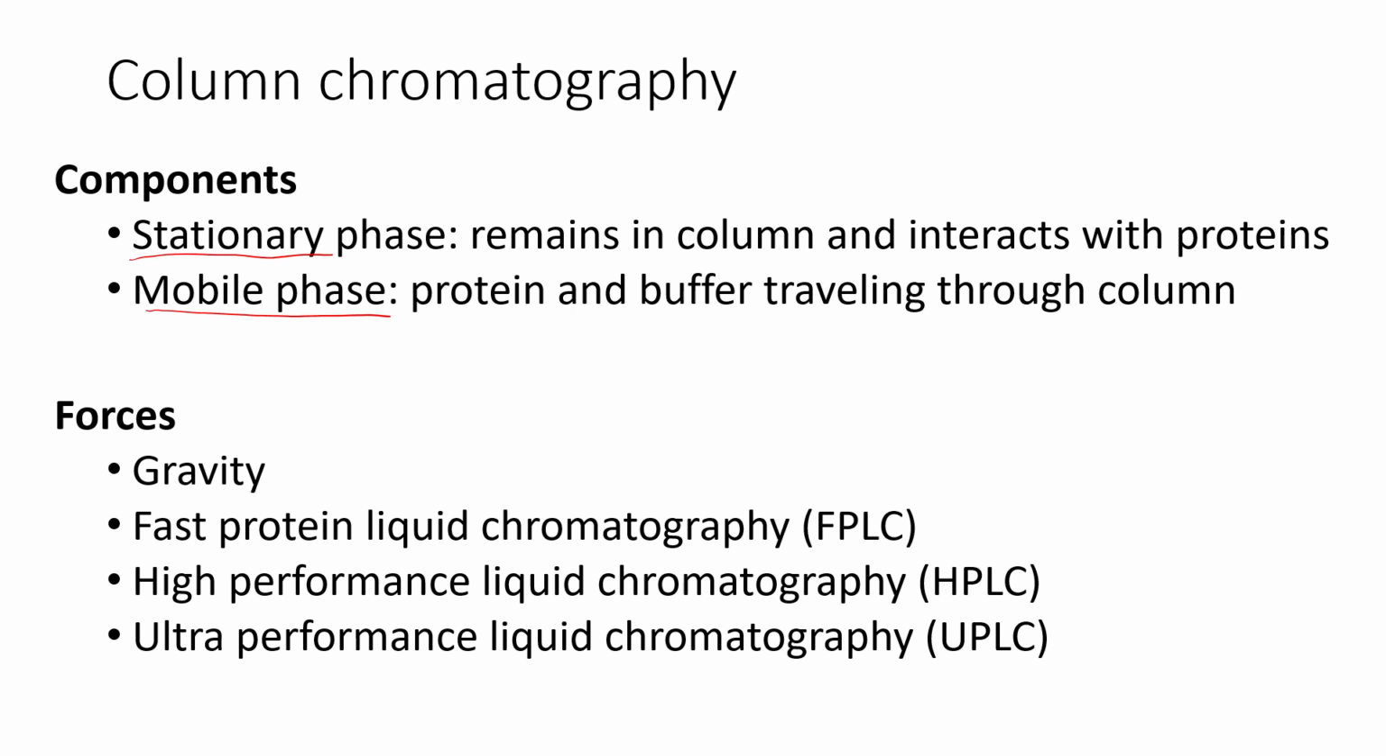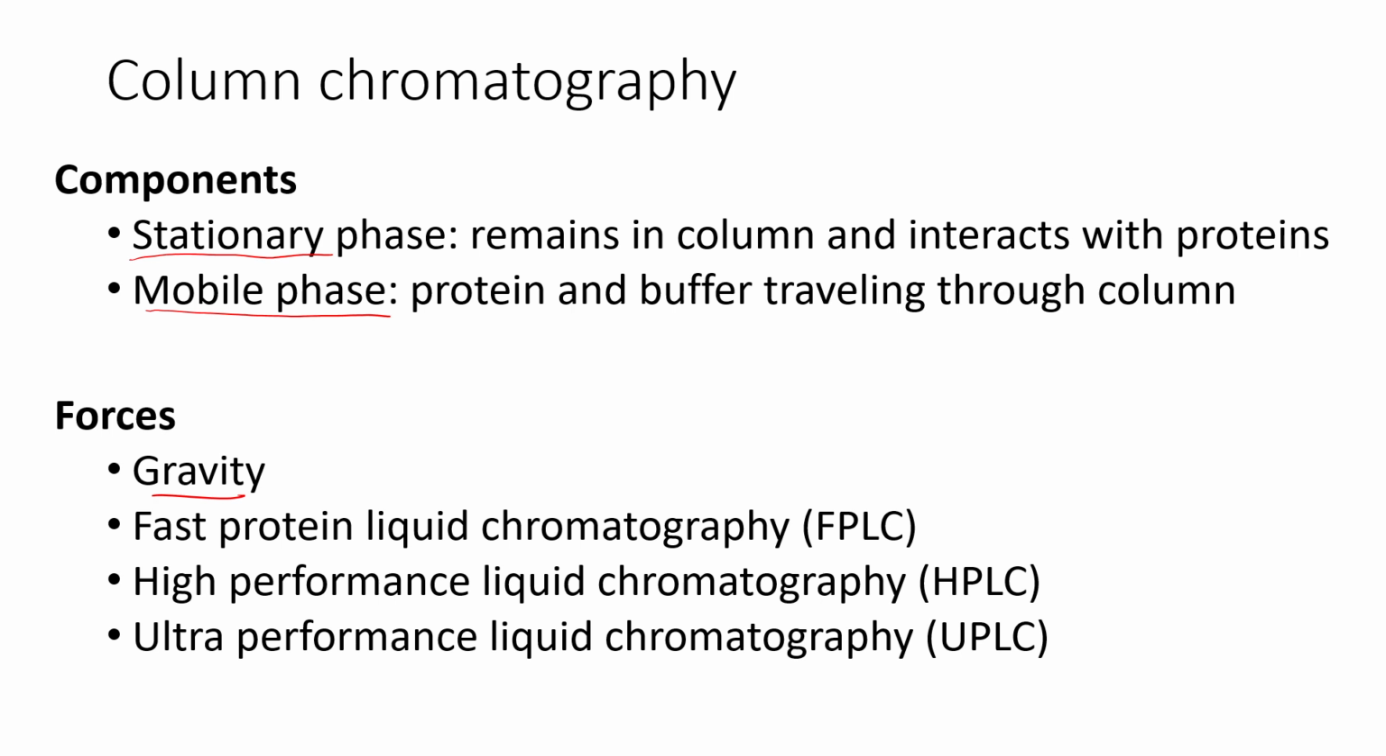So what are some of the different forces that we can use for column chromatography? This is a list that goes sort of from low to high pressure, for lack of a better word. The simplest force you can use is gravity. You can allow gravity to pass your mobile phase through the stationary phase of your column, and it can separate out your protein. It's a fairly slow process, and you'll often get large separations in between your proteins. So it's really great for preparative methods where you want to physically separate out your proteins.